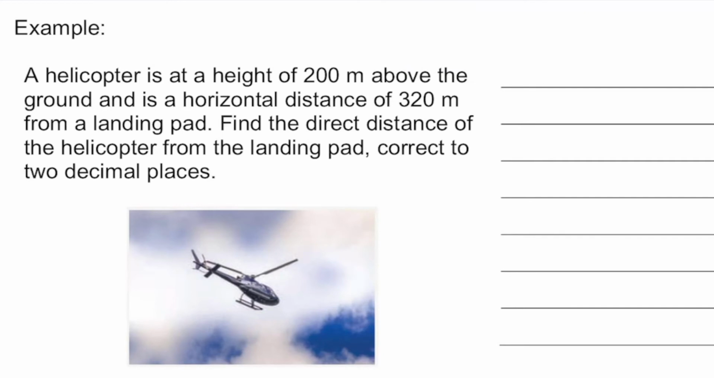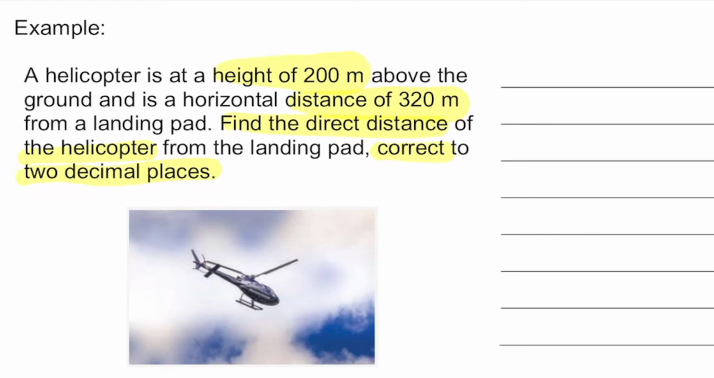We need our highlighter. So we're going to go through, we've read our question, we've got a helicopter. It is 200 meters high and 320 meters away from the landing pad in a horizontal distance. We want to find that direct distance of that helicopter from the landing pad. So we've got our height of 200 meters, we've got a distance of 320 meters. We want to find the distance of the helicopter, and we want to do it correct to 2 decimal places. Now I've highlighted that 2 decimal places bit, that is going to come in important fairly soon.